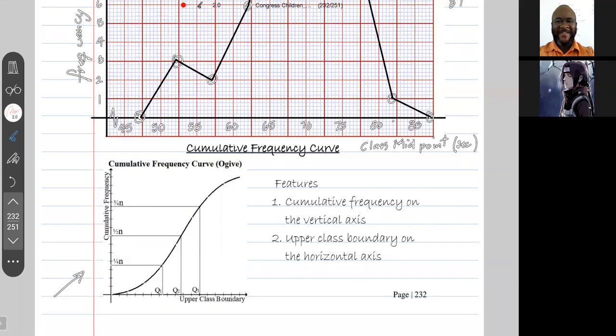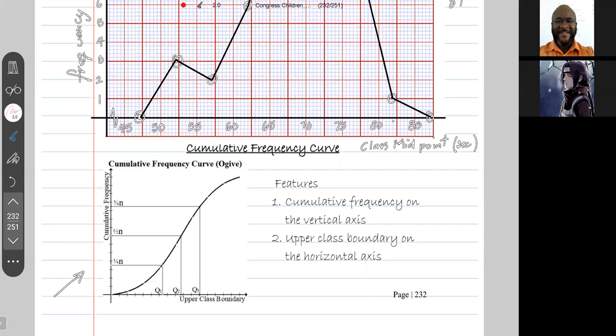The first thing you should note is what values are used to draw the cumulative frequency curve. On the horizontal axis, you need your upper class boundary. And on the vertical axis, you need the cumulative frequency. Cumulative frequency is a term we came across already when we did ungrouped data, but we're going to look at it again. So on the horizontal axis, we have the upper class boundary, and on the vertical axis, we have the cumulative frequency.